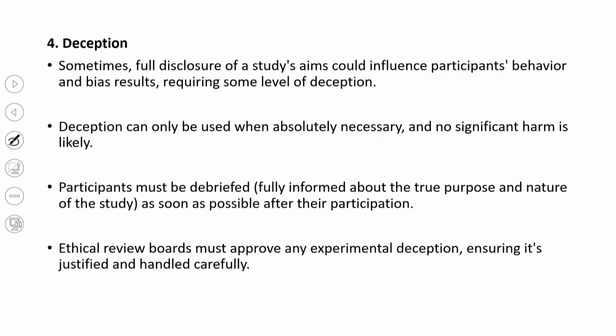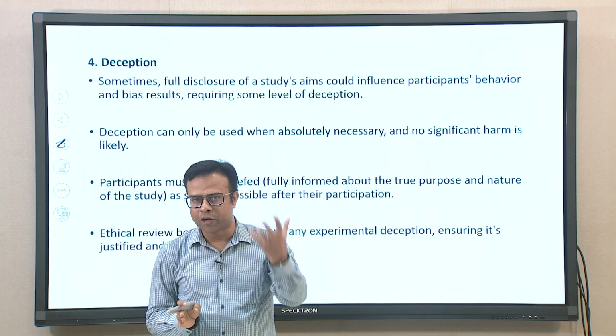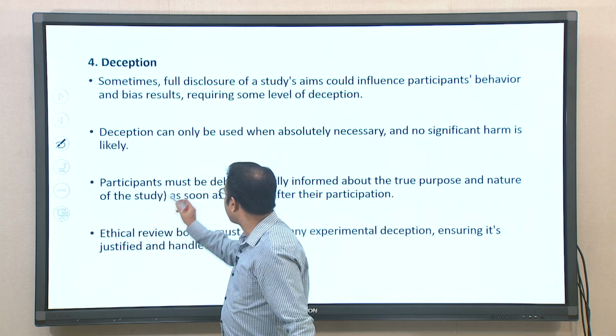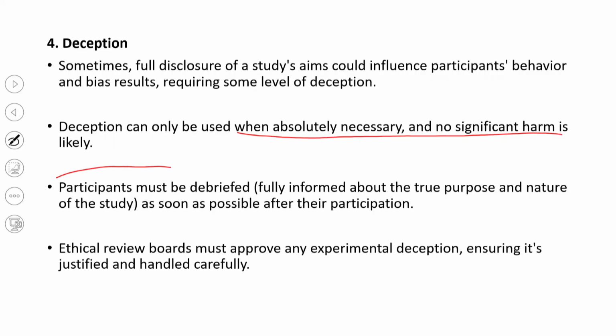Sometimes in psychological research people use deception, which means they cannot directly say what they are doing, because if they say it, the participant will change their behavior. So, there is a problem here. Sometimes they use deception, meaning they say they are doing something, but actually they are doing something else. This is called deception. It is generally not allowed, but in case it is really required, it should be done only when it is absolutely necessary, and no significant harm should be done because of this deception.